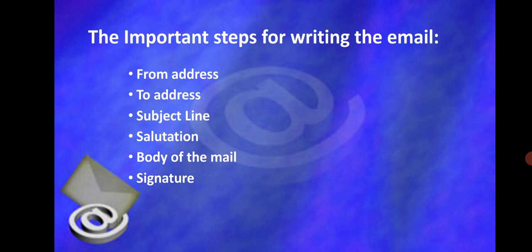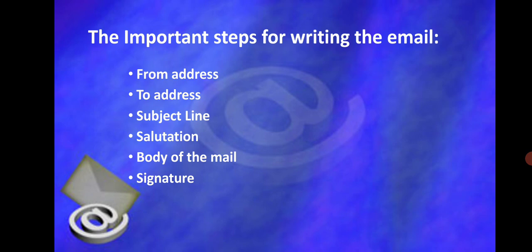Then after the subject, there is a space where you can write the content. Before you write the content or the body of that message, you have to salute the person. So you write the salutation. Then comes the body of that email. What is the content? For what purpose are you writing this email? Then put your signature or write your first name. These are the points that you should include inside your email.